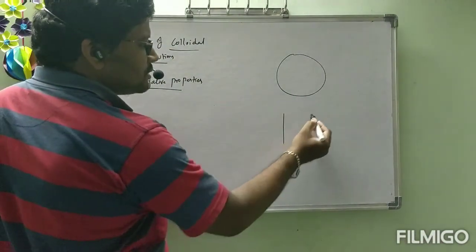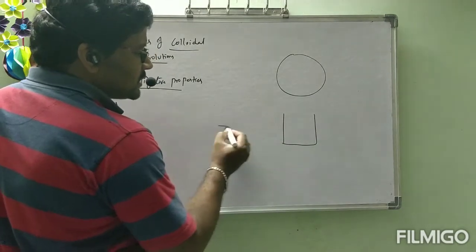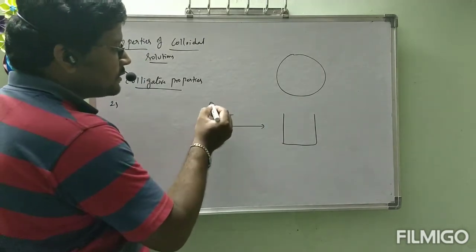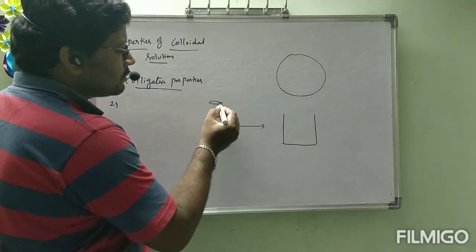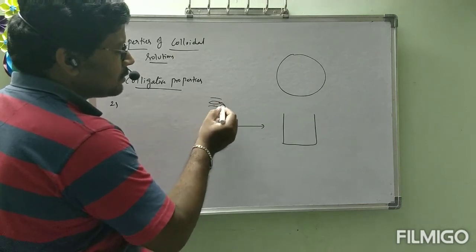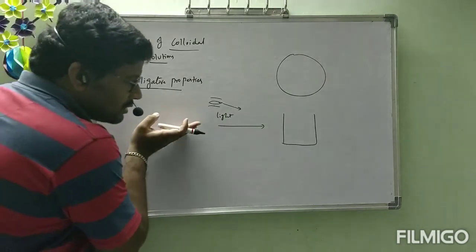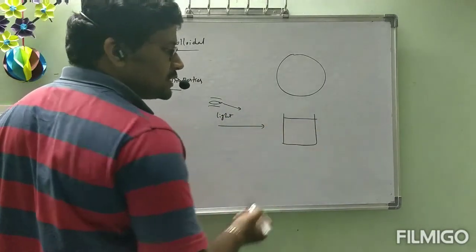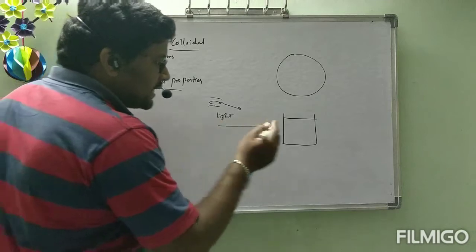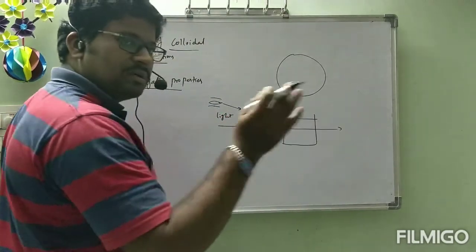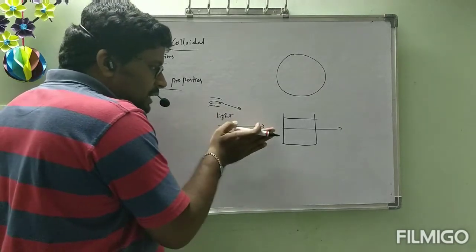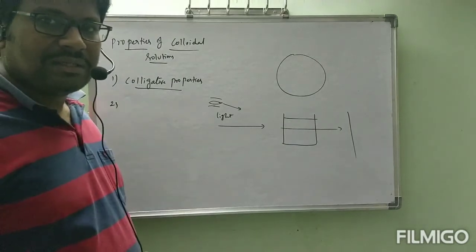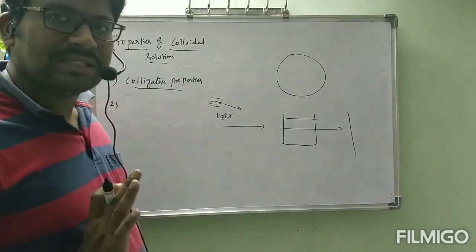suppose this is the solution we kept. In this way, light is coming, and we are also observing from this direction only. In whatever direction the light is passing, in that direction only we are also observing. This is a homogeneous solution, meaning a true solution. The light will simply pass through this homogeneous solution. Then if you observe the light falling on the backside screen, that screen appears clear. We can see that screen clearly.